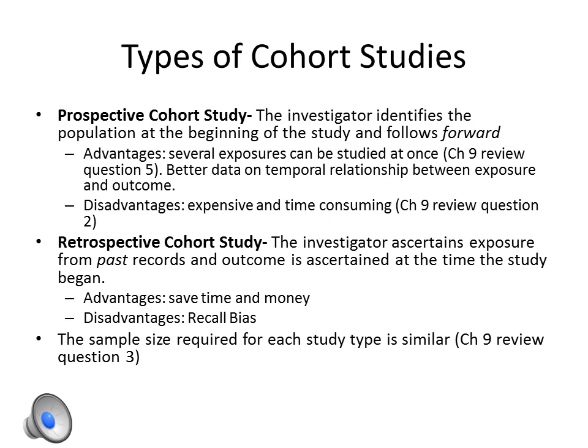A prospective cohort study is when the investigator identifies the population at the beginning of the study and follows forward. The advantage is that several exposures can be studied at once, but the problem is that these studies take a very long time to complete and are difficult to get funded because they are often very expensive. The second type, a retrospective cohort study, is when the investigator ascertains exposure from past records and outcome is ascertained at the time the study began. Note that the sample size required for each study is similar.